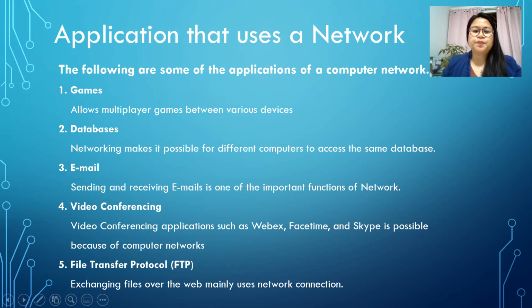Number 4, video conferencing. This is possible because of computer networks. So if you are using your FaceTime or your Skype, this is because of the computer networks. And number 5, we have the file transfer protocol. Exchanging files over the web mainly uses network connection. So we can exchange files through the web because of network connections.